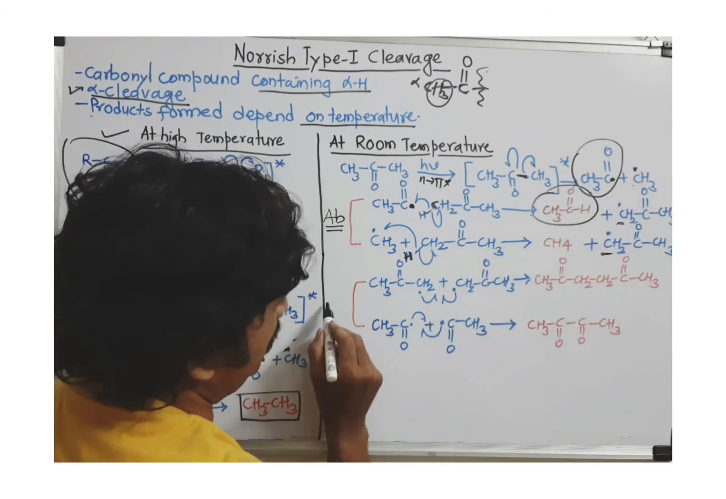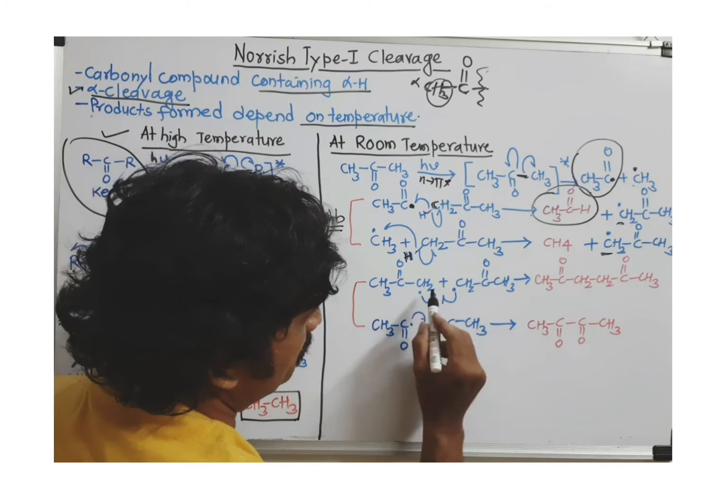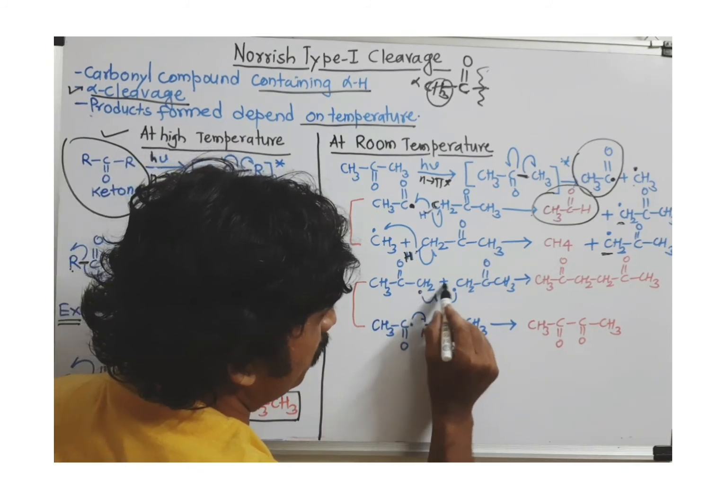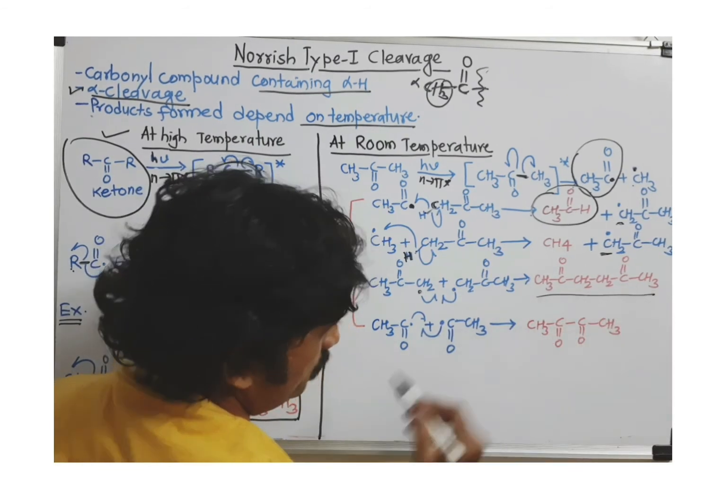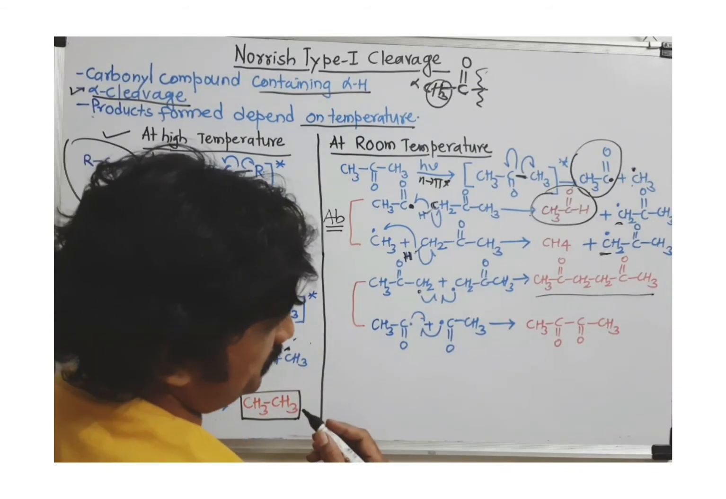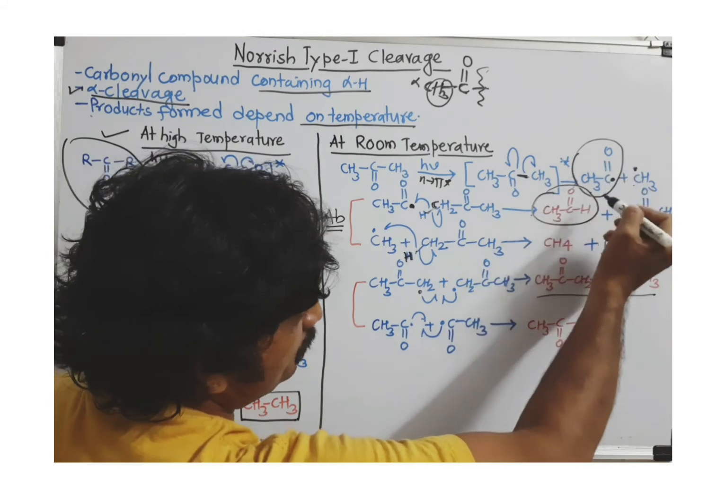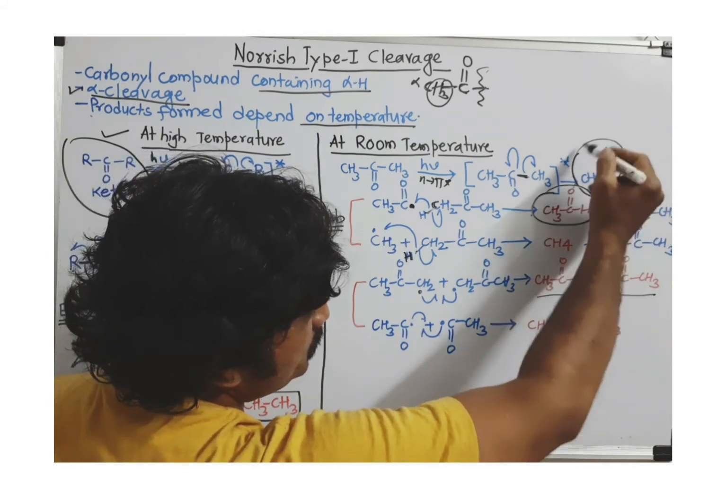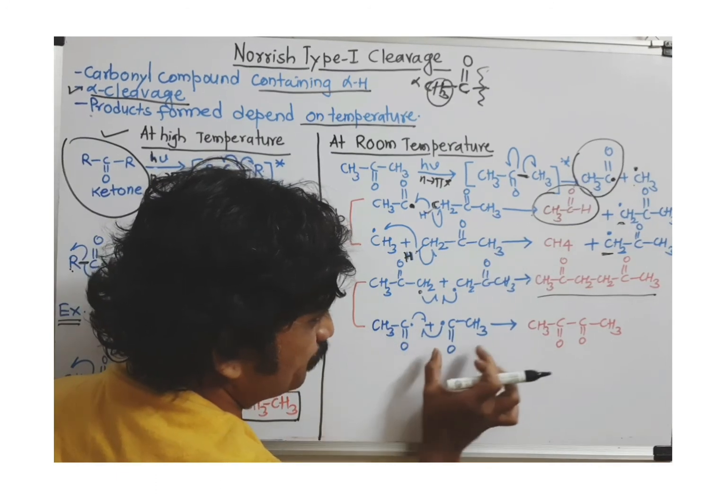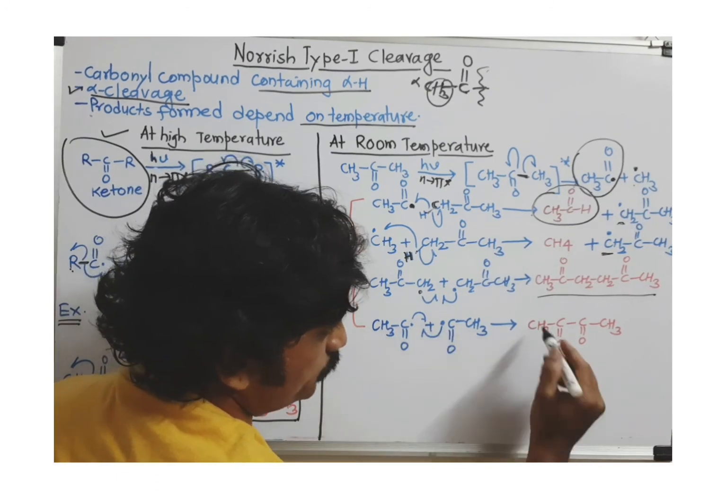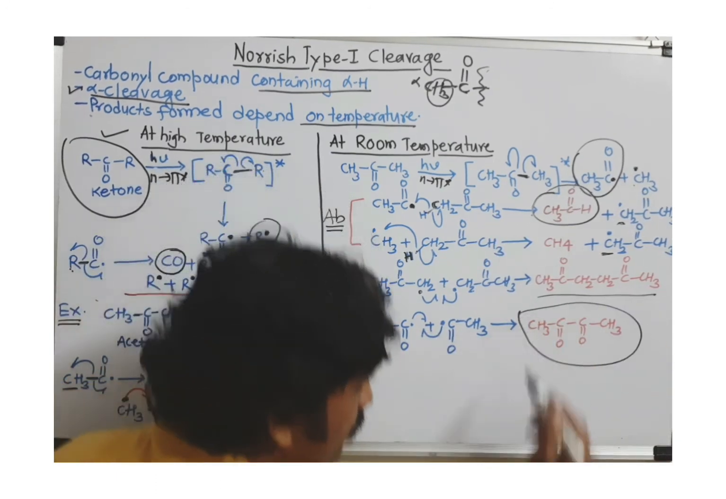In the next step, two free radicals combine. Simply you form a bond between two free radicals, and we get this neutral product. And one more thing, this one is somehow stable, so you take this free radical here and again join to form this diketone.